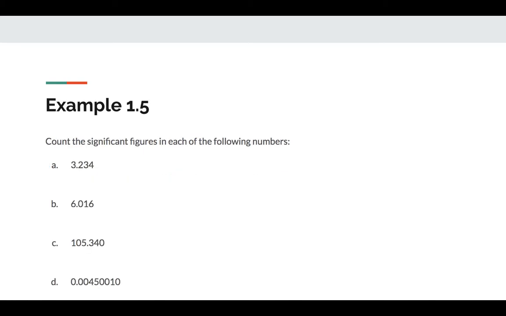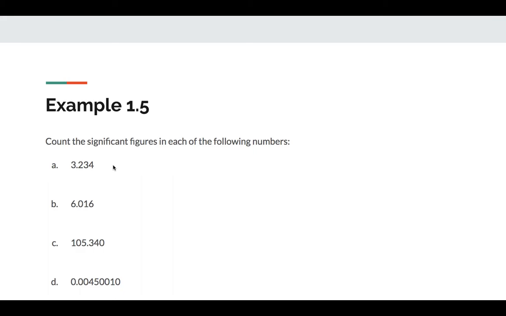All right, so let's do these examples. Count the significant figures in each of the following numbers. Let's start with A, 3.234. Looking at our rules, I don't see any zeros in this number, and our first rule says that it's significant if it's a non-zero. So all of these digits are significant. There are exactly 4 significant figures in this number: 1, 2, 3, 4.